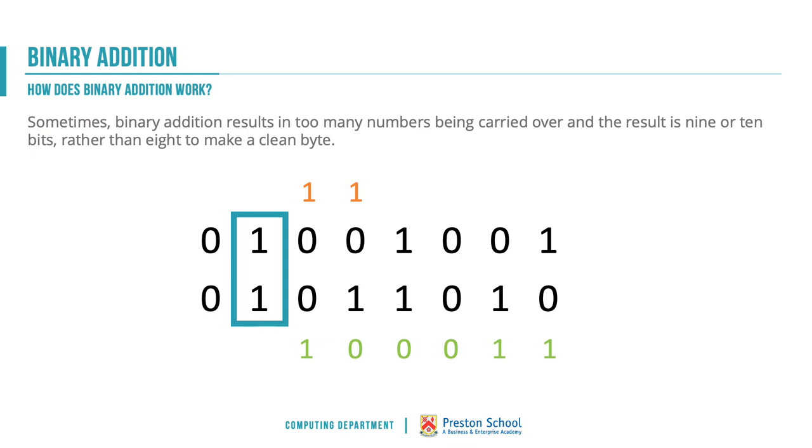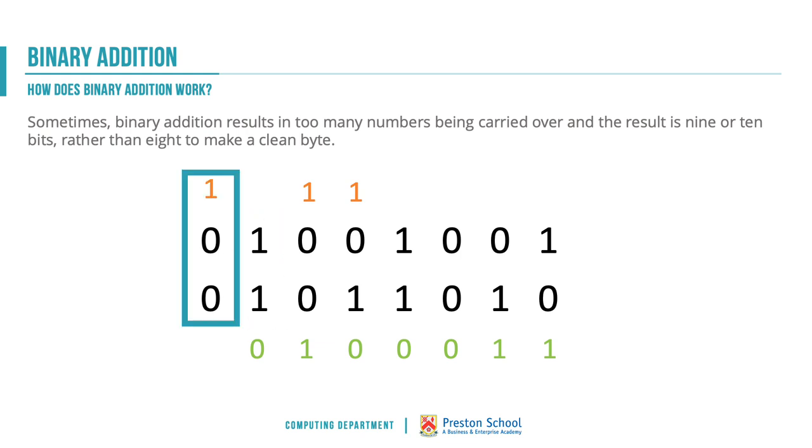The penultimate column is a 1 and a 1, so again, I'm going to need to carry a number. I'm going to put a 0 in the current column and I'm going to carry my 1 across. My final column then adds up to a 1. So there is my answer for my binary addition.